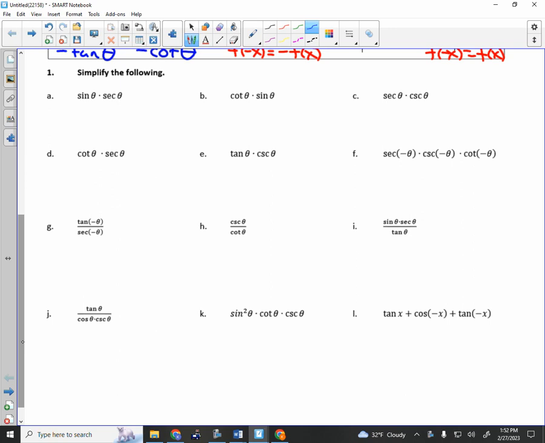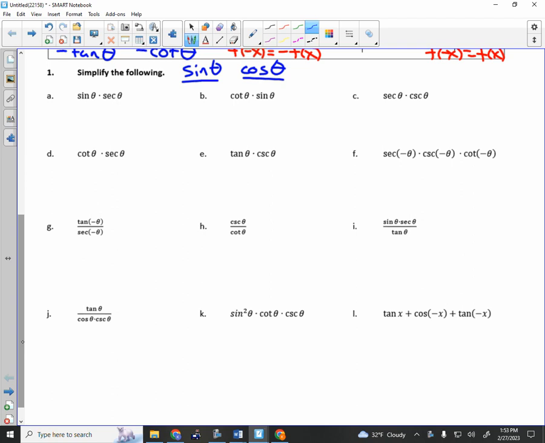So you've learned about the negatives. Now let's learn about writing things in terms of sine of theta and cosine of theta. As we simplify trigonometric expressions, there are many ways that we can do so and strategies that we can use. The first strategy is to write in terms of sine and cosine.